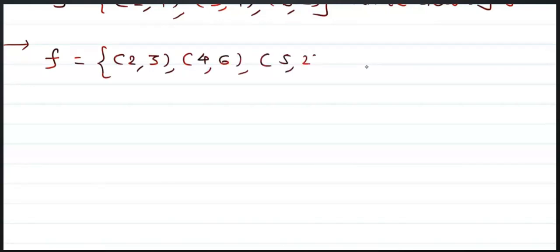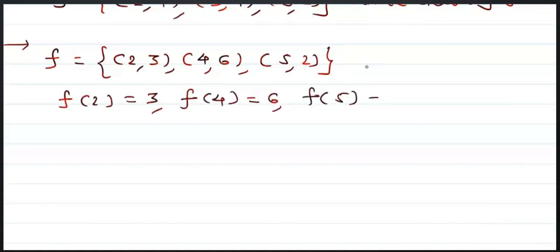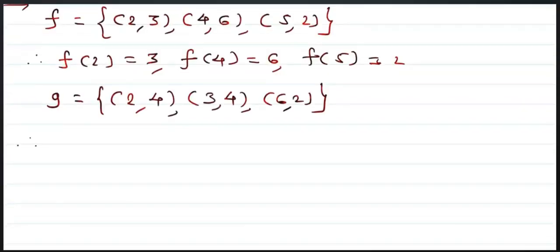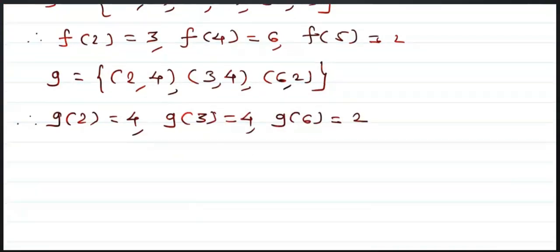Now first we'll write the functions as ordered pairs. For f, the image of 2 is 3, the image of 4 is 6, and the image of 5 is 2. For function g: g of 2 is 4, g of 3 is 4, g of 6 is 2.